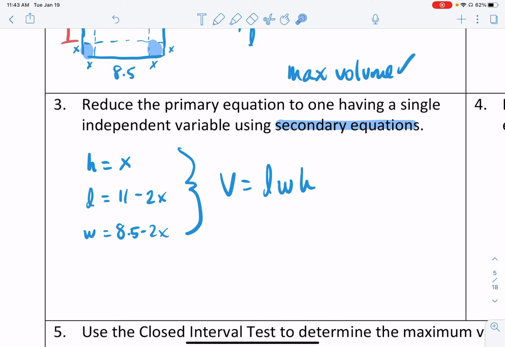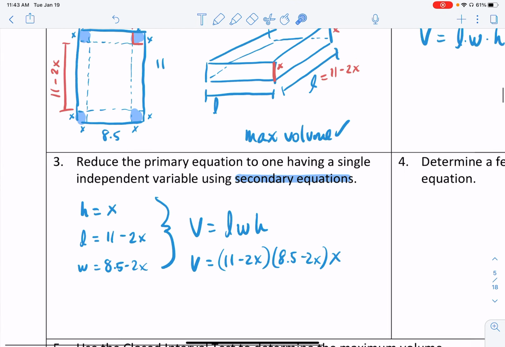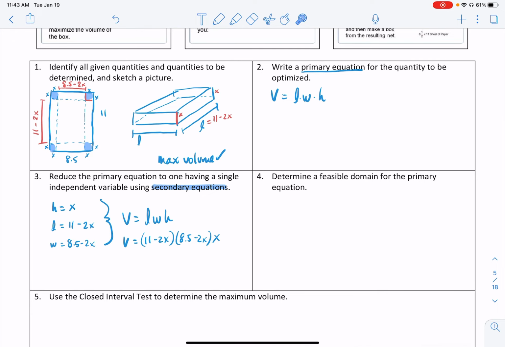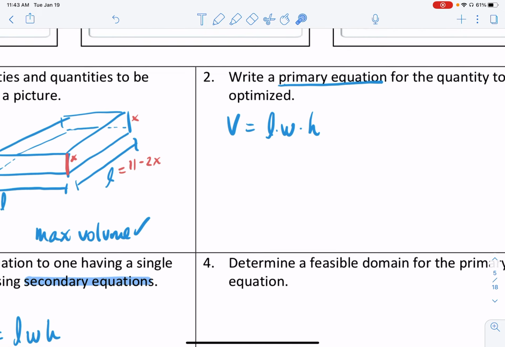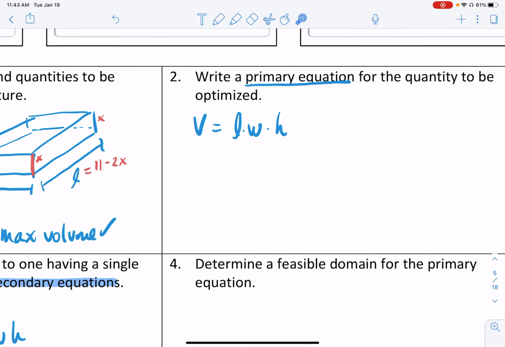We're going to use those to rewrite the equation for volume, which used to be length times width times height. Just take these things out and then substitute in all of these little quantities. And then I'm going to have a single independent variable. So the length is 11 minus 2x. All right, and our width here is 8.5 minus 2x. And then finally, our height is x. There we go. That was the big goal for this third problem, this third thing.